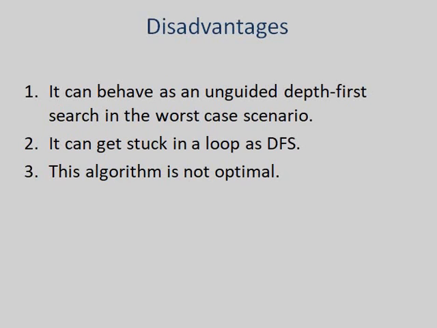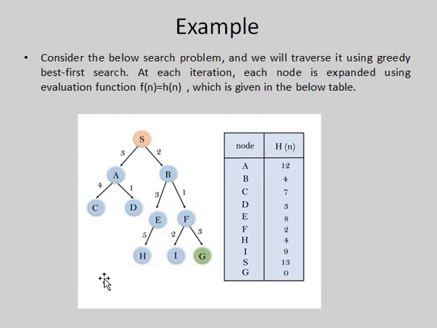Along with these advantages, there are some disadvantages. The first is that the best first search algorithm can behave as an unguided depth first search in the worst case scenario. The second disadvantage is that it can get stuck in a loop like a DFS. There is a possibility, as we are using some concepts of a DFS, that it can get stuck in a loop as a DFS. And this algorithm is not an optimal algorithm. These are the disadvantages of the best first search algorithm in artificial intelligence.